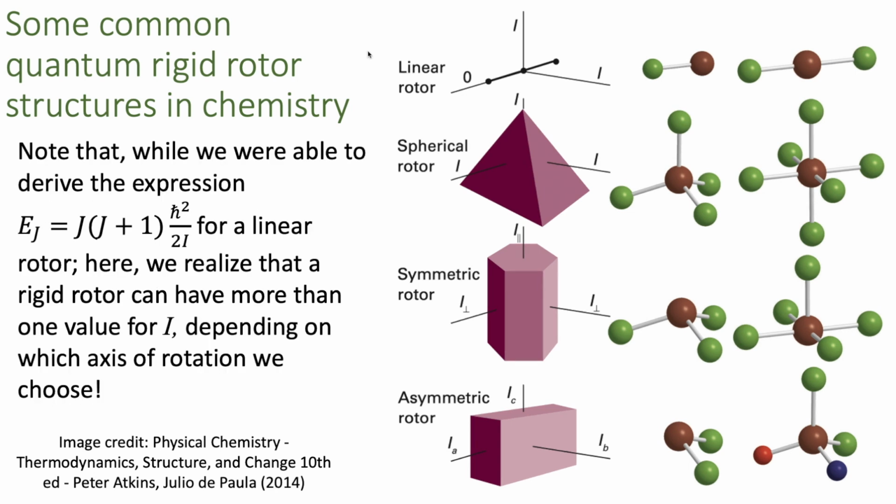Once again, just to remind you, we solved the Schrödinger equation for a linear rotor with just 2 masses, but we can generalize that solution to these different values of I, our rotational moment of inertia, depending on the structure of the rotor that we're referring to.